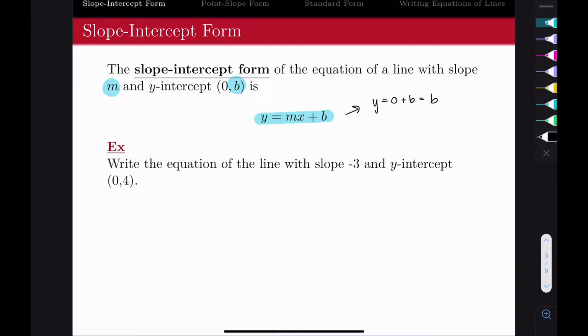Just as a simple example, we want to write the equation of the line with slope -3 and y-intercept of (0, 4). So here, our m is equal to -3. The value of b is 4. The equation of the line is y is equal to mx plus b, so the equation is y equals -3x plus 4.